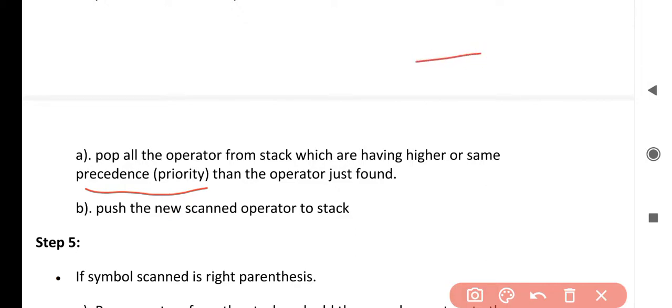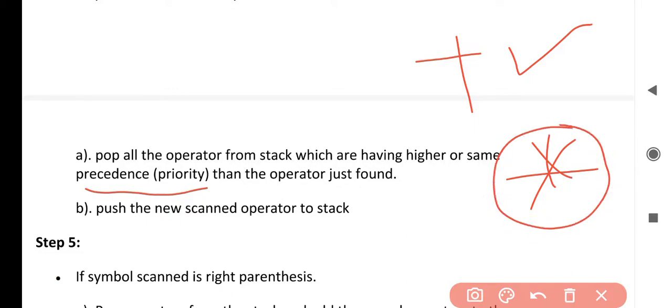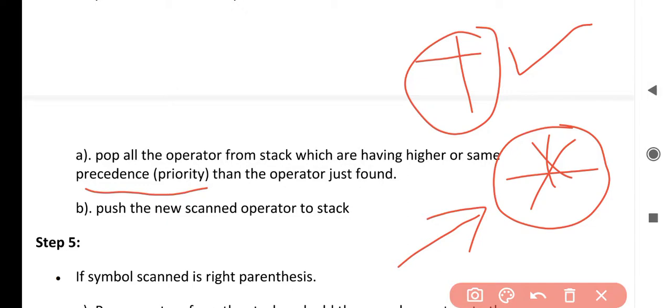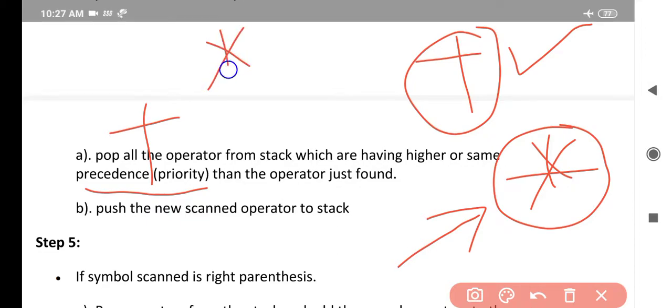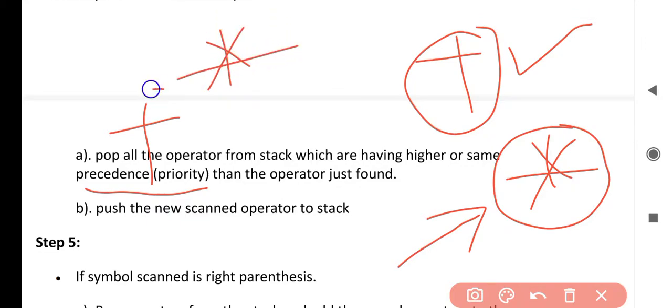Suppose the operator just found is plus, and inside your stack there is a star. So the just found operator plus has less precedence. That means the already present operator multiplication in the stack has higher precedence as compared to plus, right? So in that case, you have to pop this star. Otherwise, if the reverse case is there, already in the stack there is plus and the new operator is multiplication, then the operator present in the stack has lower precedence than the operator just found.